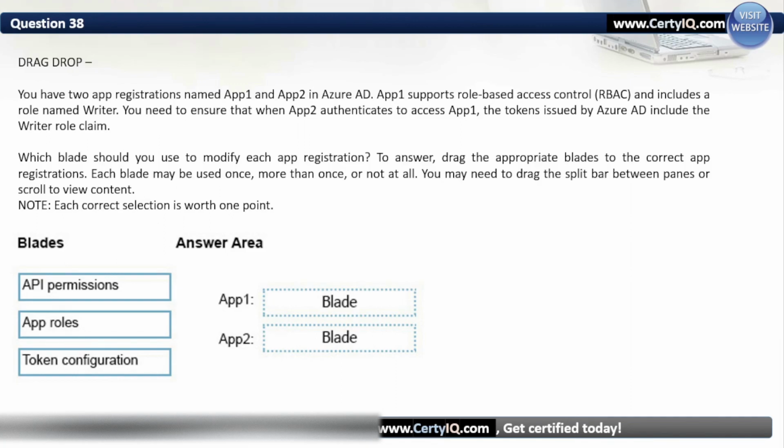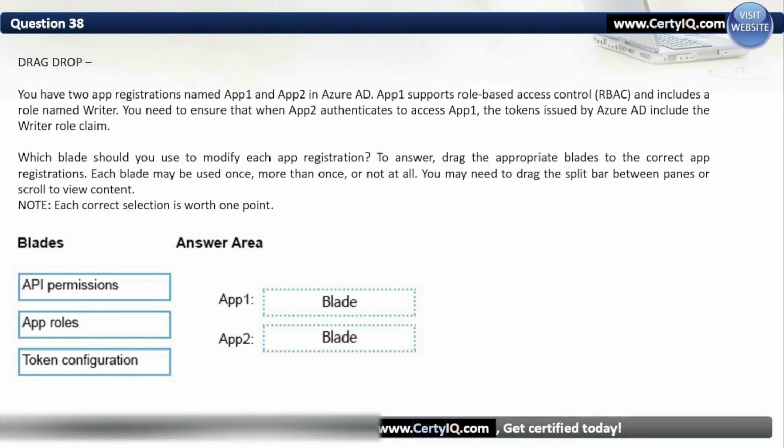Question 38. Drag drop. You have two app registrations named App1 and App2 in Azure AD. App1 supports role-based access control and includes a role named writer. You need to ensure that when App2 authenticates to access App1, the tokens issued by Azure AD include the writer role claim. Which blade should you use to modify each app registration? To answer, drag the appropriate blades to the correct app registrations. Each blade may be used once, more than once, or not at all. You may need to drag the split bar between panes or scroll to view content. Note, each correct selection is worth 1 point. The blades provided to us are API permissions, app roles, token configuration.